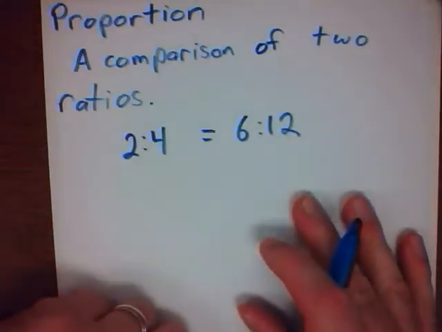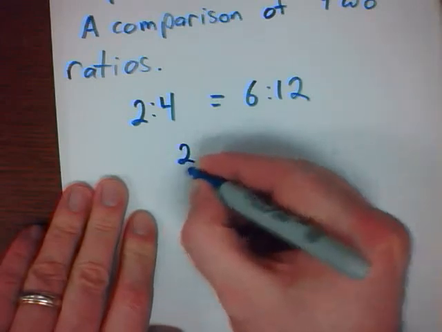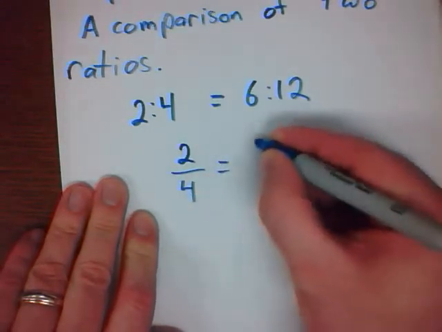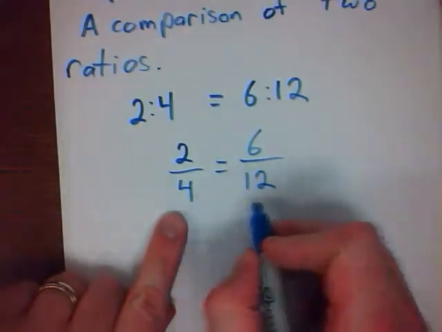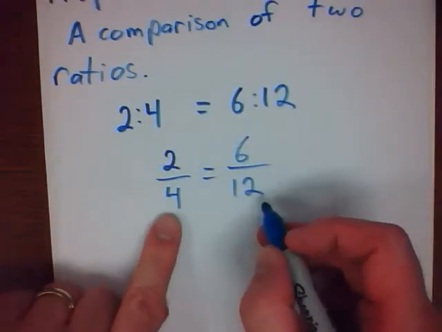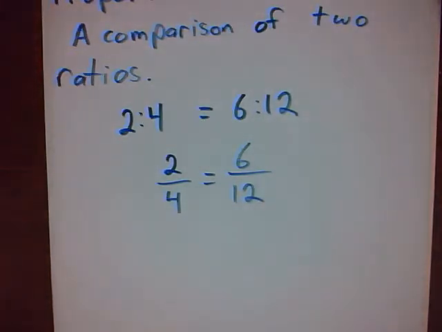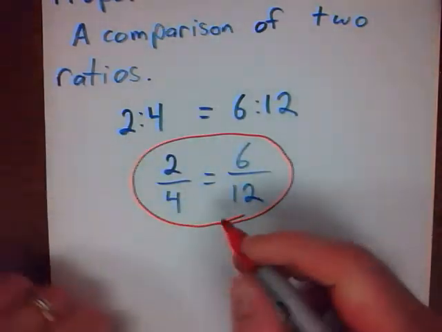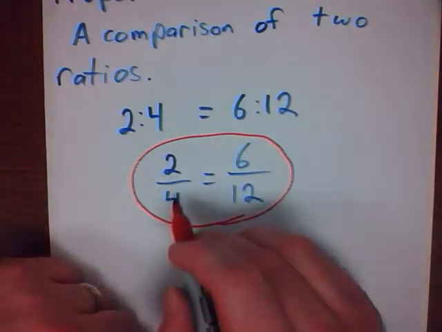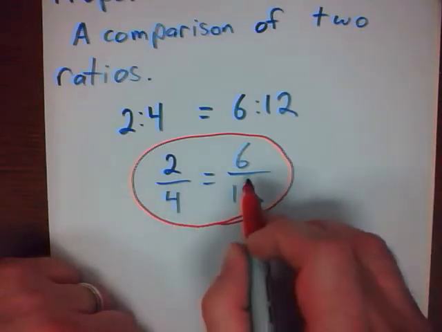I could write it that way. Or I could actually take the same one and write it this way, which is hopefully familiar to you. This is very much like what we learned earlier about equivalent ratios. However, we call this whole thing a proportion. Two ratios that are equal to each other. They are in proportion to each other.